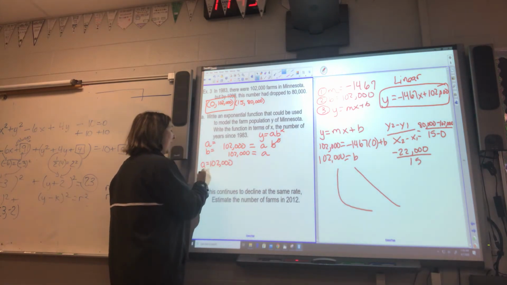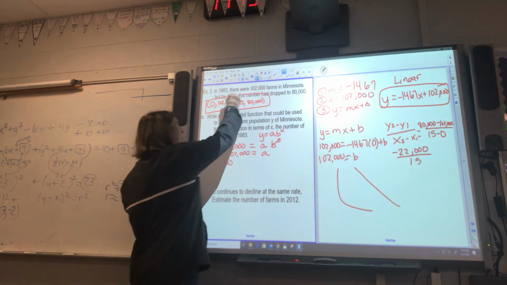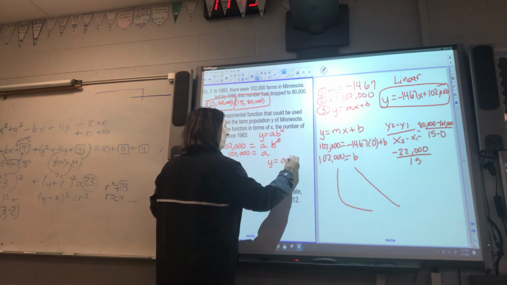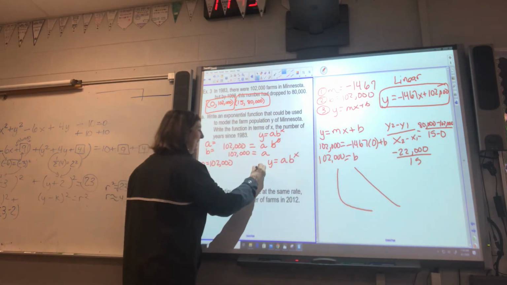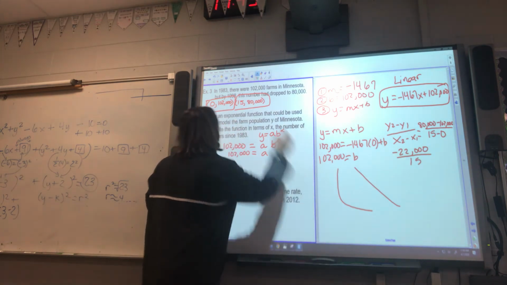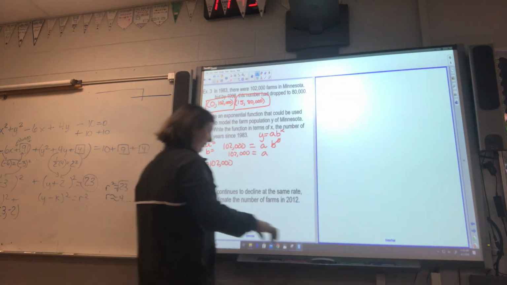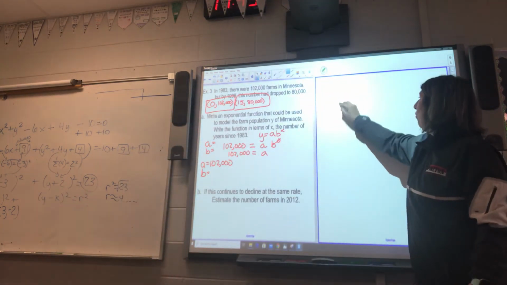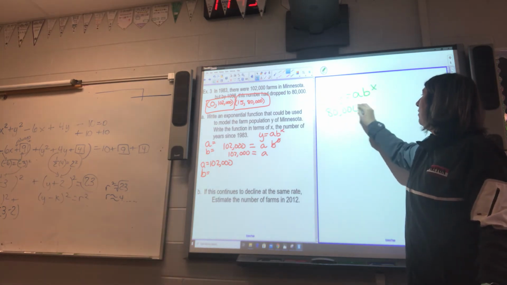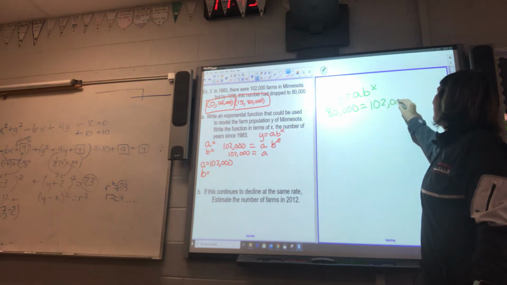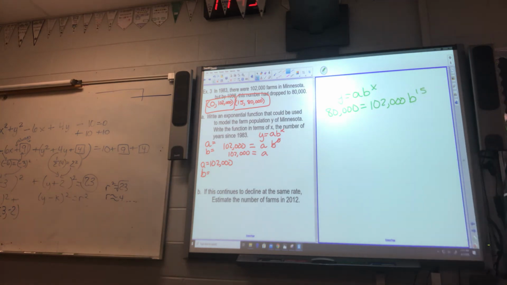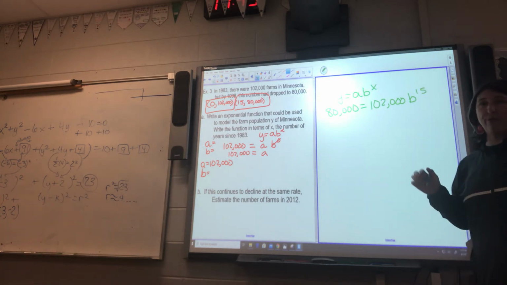So we need to use the other point. Now we use this one to find B. And we're going to plug in to this equation again. So Y is 80,000. I'm going to make this bigger again. Okay. So now Y equals A times B to the X power. So Y is 80,000. We now know that A is 102,000. We're looking for B, but X is 15. So we need to solve that variable for B.